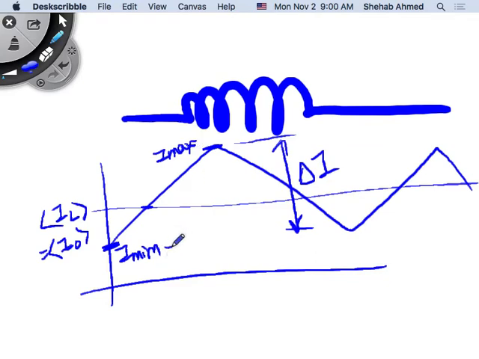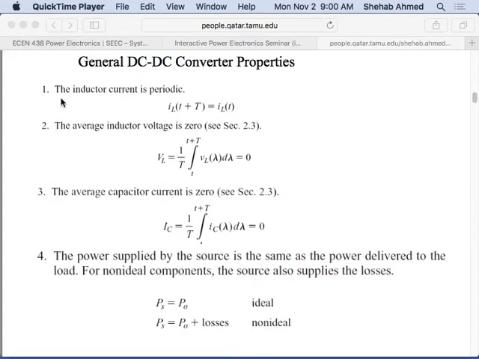This I minimum is equal to what? It's equal to my average value of output current minus delta I over 2. And I max is equal to, same thing, average value plus delta I over 2, right? And this is the average value. Okay, so if I know my average load current, and I know my ripple spec, I know what my minimum value of current is, my maximum value of current is, right? So I'm not assuming that the inductor starts from 0. Okay, we're operating only in steady state in our analysis here.